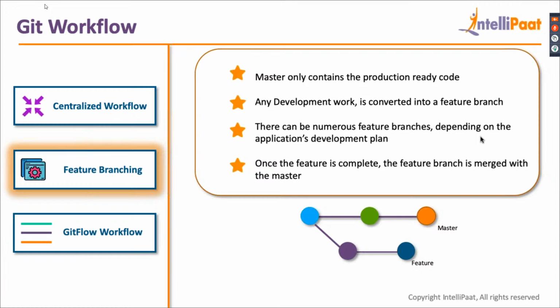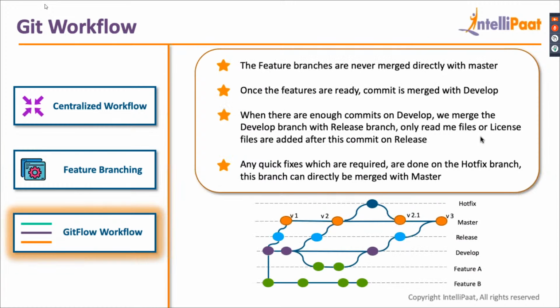For example, in some cases, people don't prefer to have a develop branch. Could be possible when you have a smaller team, right? But from my suggestion, the develop branch should always be there, right? In other cases, they add more branches over here as well, right? Which we probably will discuss in the next workflow, which is the Git flow workflow.